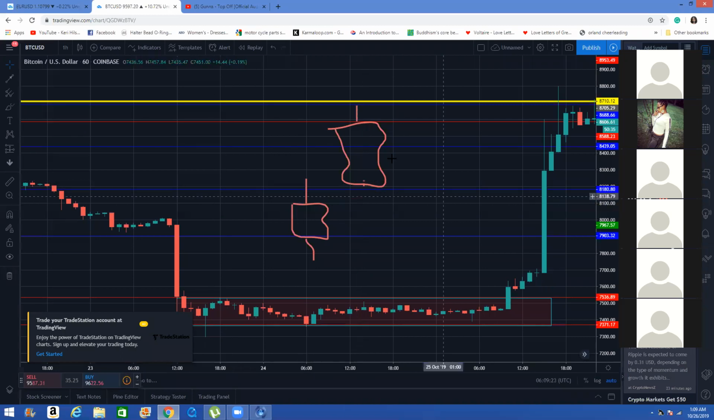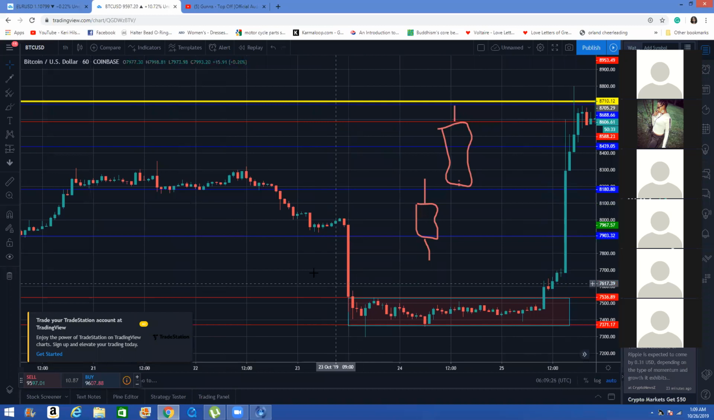All right. So that's how one gap is formed, then the other gap is formed. We have big moves like this.